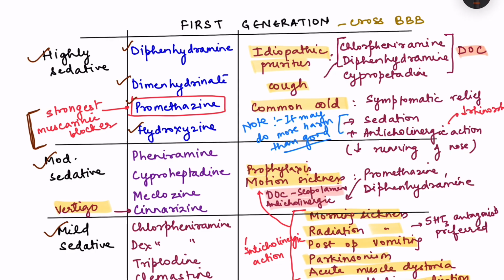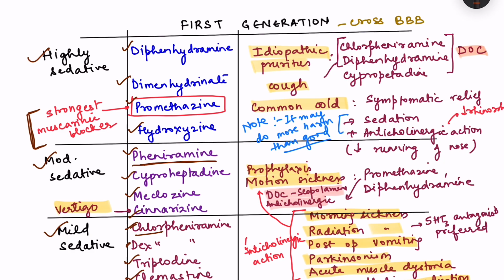Then moderately sedative, we have pheniramine, cyproheptadine, meclizine, and cinnarizine. And mildly sedative, we have chlorpheniramine, dexchlorpheniramine. So this is pheniramine, and its derivatives we have chlorpheniramine and dexchlorpheniramine, then triprolidine and clemastine. Okay, so these are the various drugs.